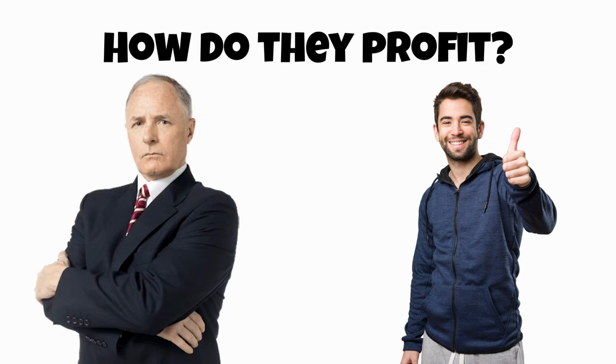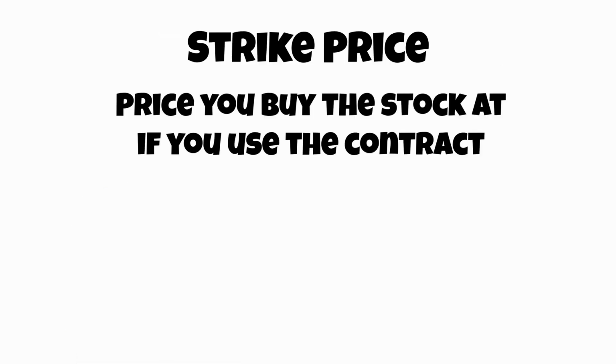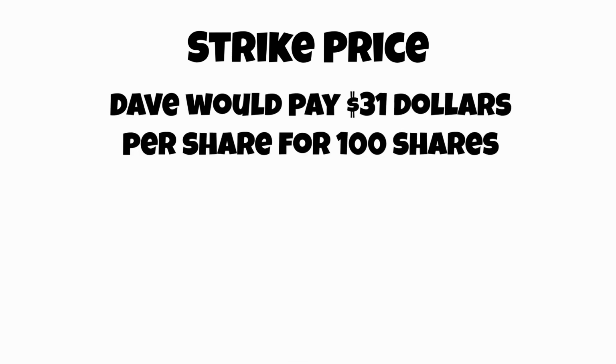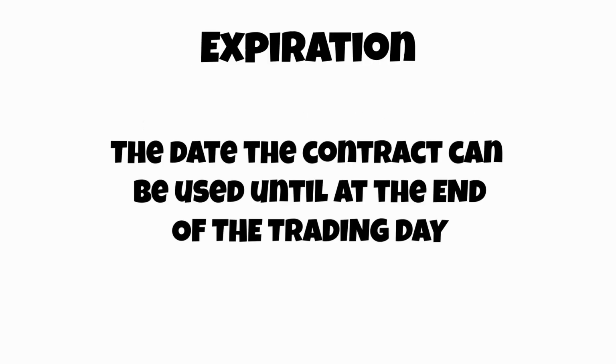Well, first, to understand this, let's go over what the strike price and expiration mean. The strike price is the set price at which you can buy the underlying stock if you want to use the option. An example of this would be if Dave wanted to buy, he would buy 100 shares at $31 if AT&T is trading above $31, for a total of $3,100 because 31 is the strike price. The expiration is the date that the contract must be used by at the end of the trading day, and if it isn't, this option expires and can no longer be used.